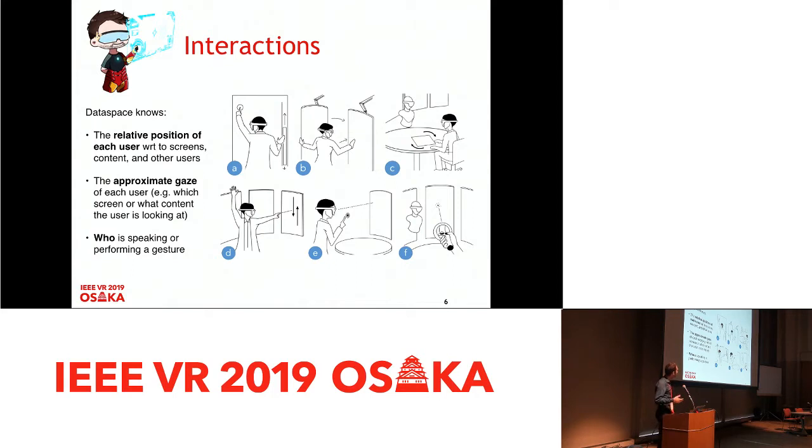If you want to use touch, you can use touch. If you want to use a gesture, you can use a gesture. And this is going to depend on the person, on the context, and on the type of data. So our idea is to support all types of interaction.